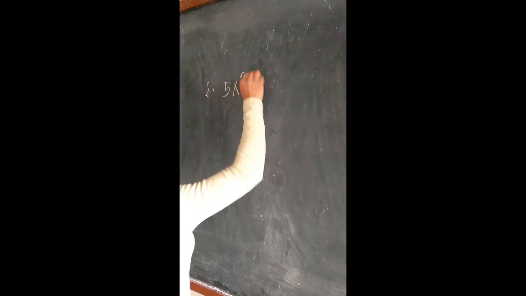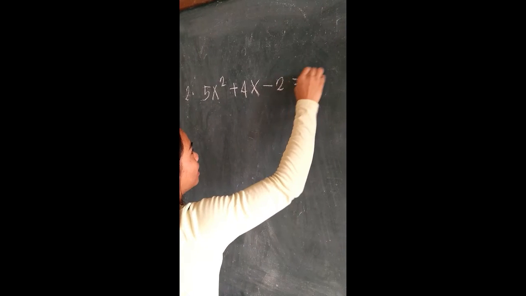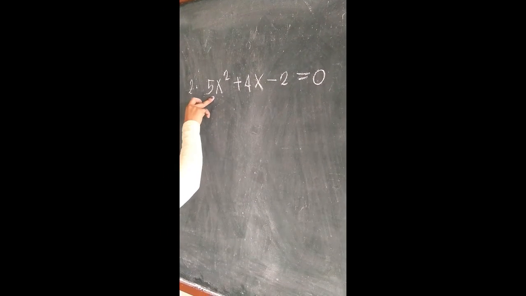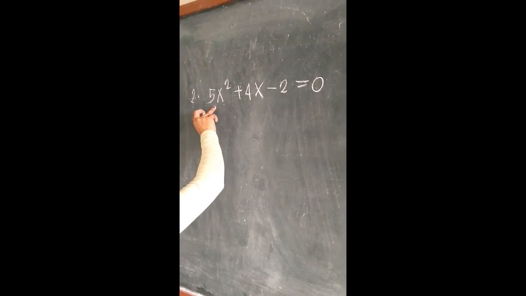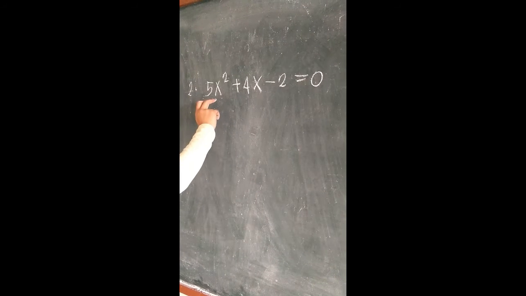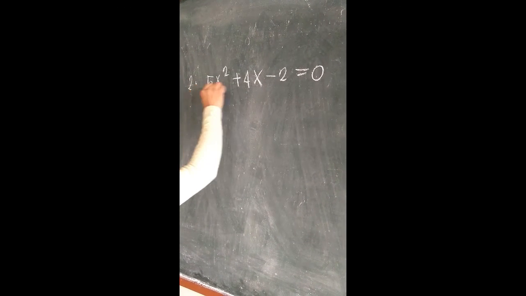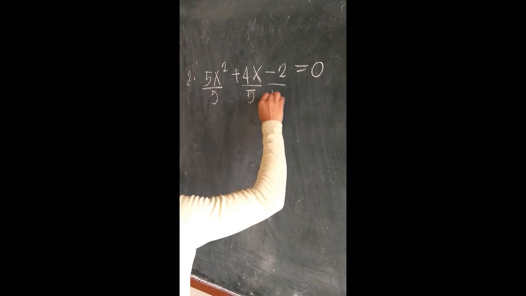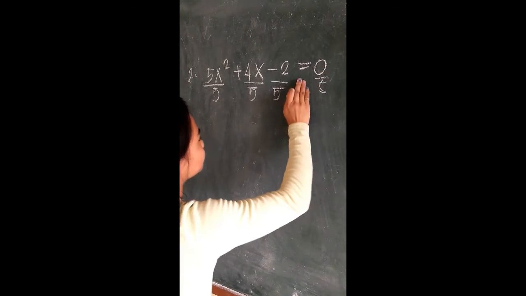Example: 5x squared plus 4x minus 2 is equal to 0. Since we have 5 as a coefficient in the first term, we must divide all the terms by 5 so that we'll have a one term, or we don't have a coefficient for the first term. So divide by 5, divide by 5, divide by 5, divide by 5.